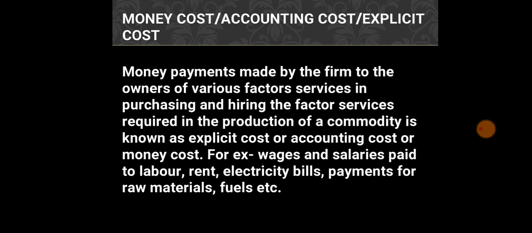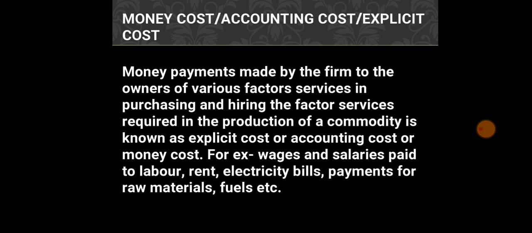Now let us understand the different types of cost. The first type is the money cost, accounting cost, or explicit cost. The money that is paid by the firm to the owners of various factor services in purchasing and hiring the factor services required in the production of a commodity is known as explicit cost, accounting cost or money cost. Or it can also be said as the money paid by the firm to hire or purchase different factors or factor services.